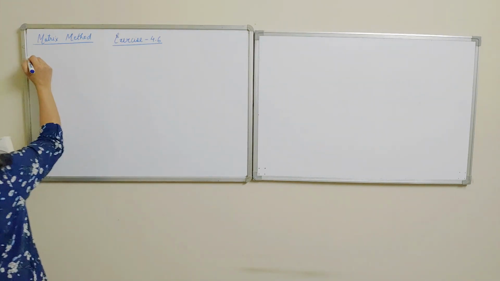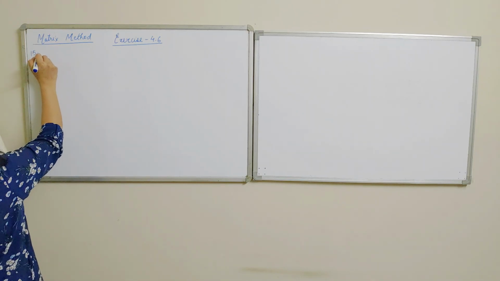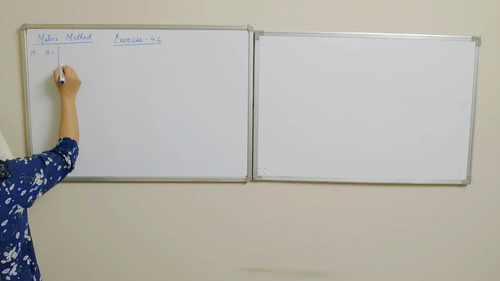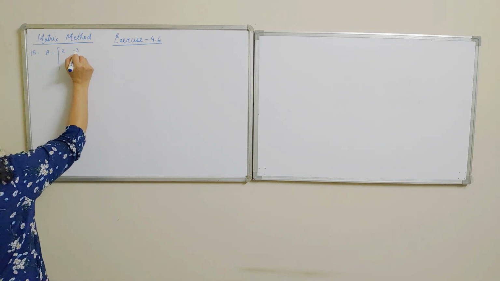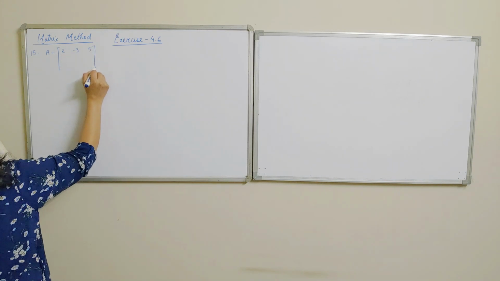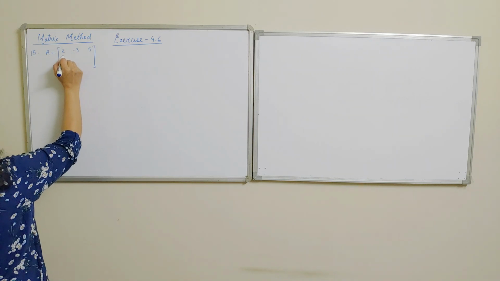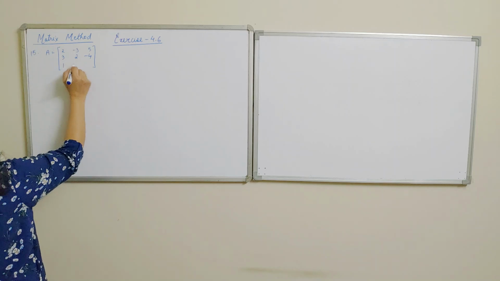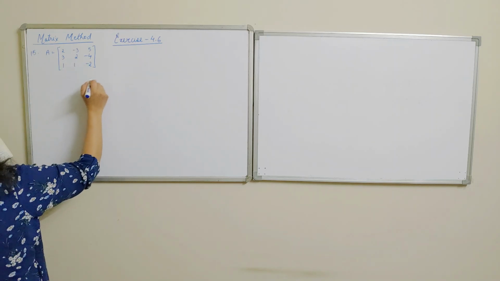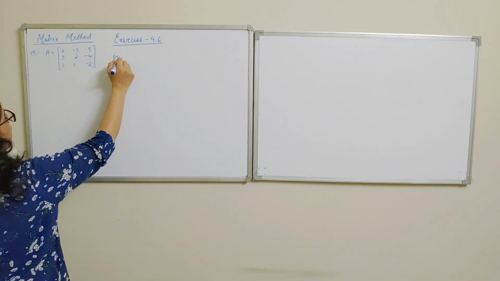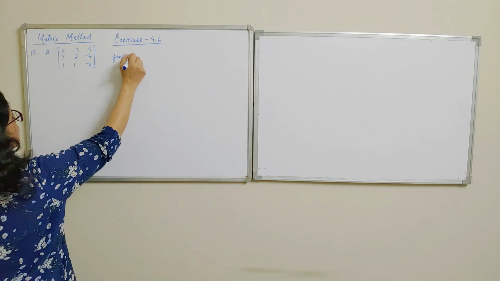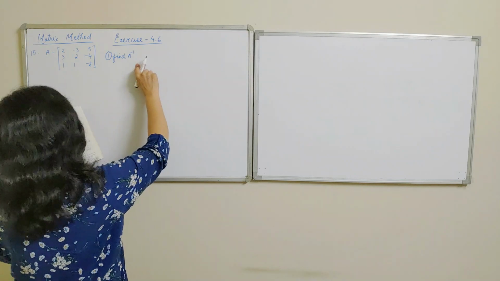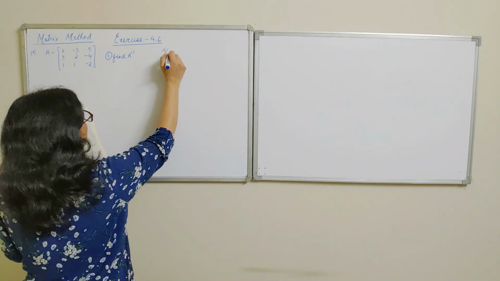So next we are solving the 15th question. In the 15th question, a 3 by 3 matrix is given. First row, second row is 3, 2, minus 4, 1, 1, minus 2. We are asked to find out A inverse. So this is the first part of the question. And then using this A inverse, solve these equations.